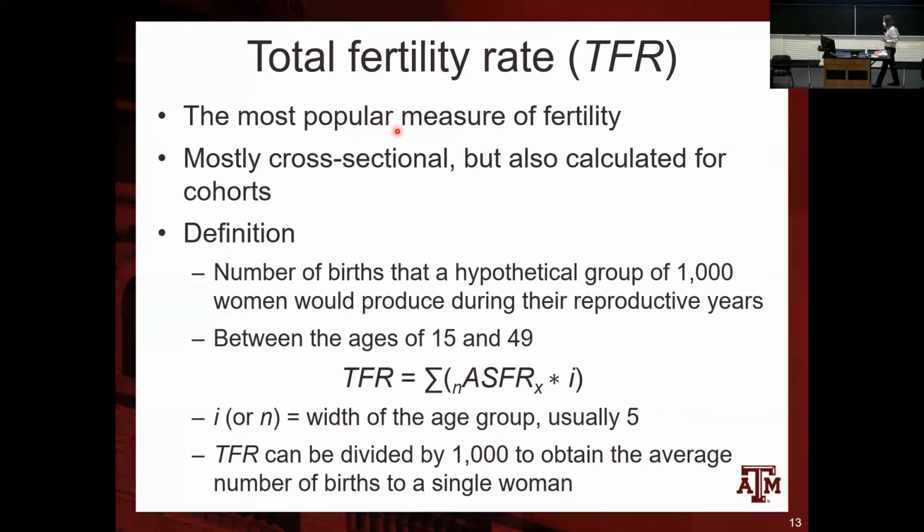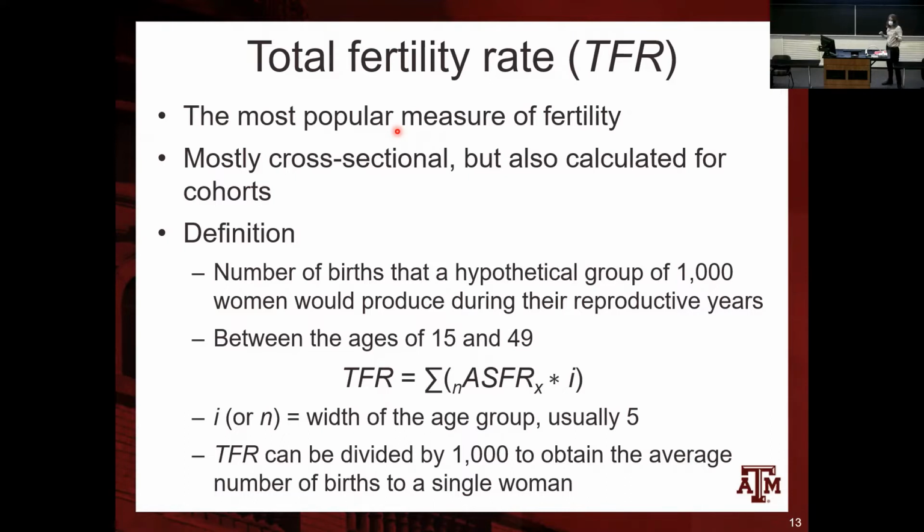But we could also follow women over time. If we have resources to follow the same woman over time and see how many children they're having as they get older, we could calculate total fertility rates for specific cohorts. A cohort of women that were 15 years of age at a specific time point, and then follow them through time.